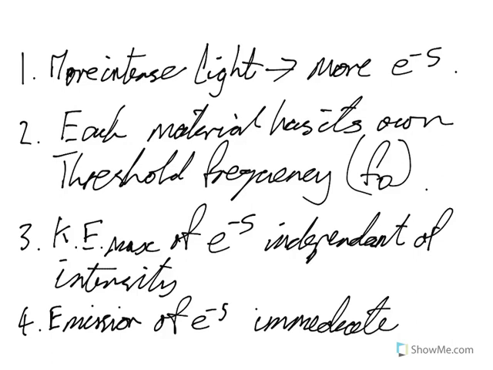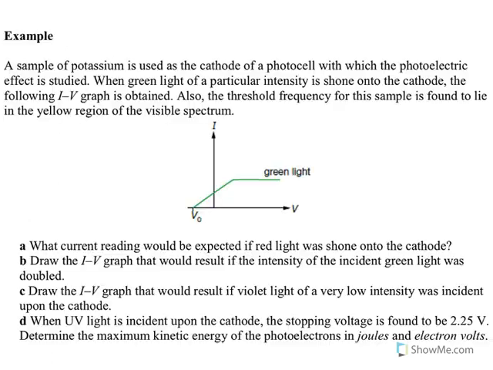Alright, so let's have a look at an example. Here's the example. A sample of potassium is used as a cathode of a photocell with which the photoelectric effect is studied. When green light of particular intensity is shone, the following current-volts graph is obtained. Also, the threshold frequency is found in the yellow region of the visible spectrum. So we're shining green, the threshold is in yellow.